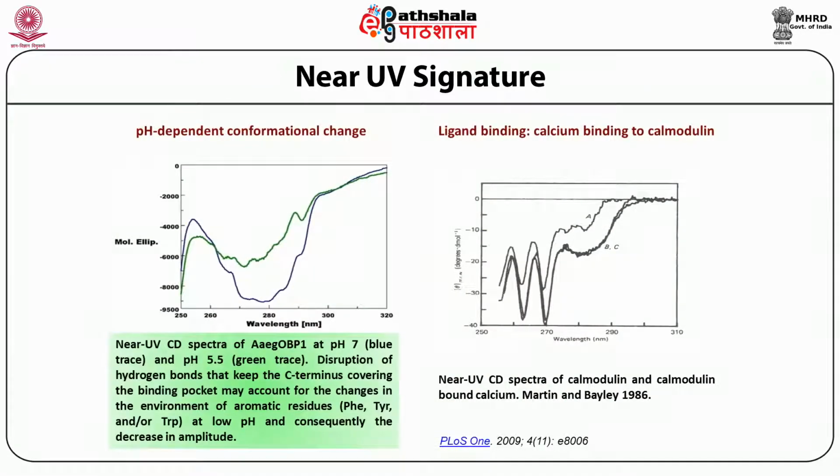How is CD used to check the conformational state of the protein? In the left panel you can see the CD spectra of one protein at different pH. This is the near UV CD spectra of AEGOBP1, at pH 7 in blue and at pH 5.5 in green. Disruption of the hydrogen bond that keeps the C terminus covering the binding pocket may account for changes in the environment of aromatic residues like phenylalanine, tyrosine, and tryptophan at low pH, and consequently the decrease in amplitude.